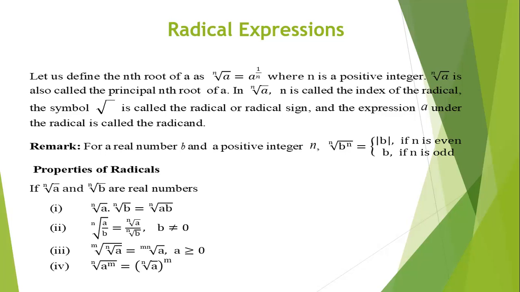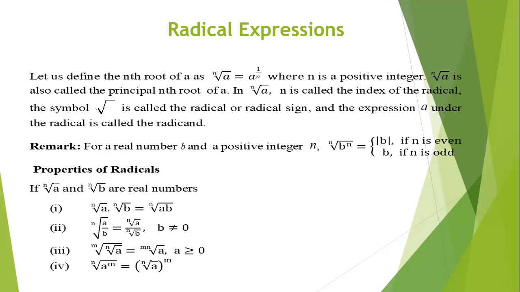Now, the third property: if I have the m-th root of the nth root of a, then since we have both m and n, I can combine m and n, and I have the m times n root of a. Then your a must be greater than or equal to 0. Take note of this: any number you want to have inside the radical must be positive. That is why we said a is greater than or equal to 0. If it is not positive, then the function will not be real. It's going to be a complex function or complex number.